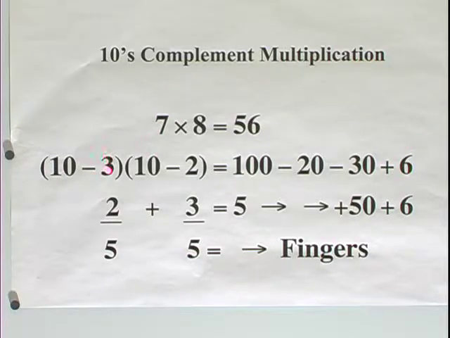Now, if there's 3 fingers open, there must be 2 closed. If there's 2 fingers open, there must be 3 closed. So if we add the closed fingers, 2 plus 3, we get a 5, and that's the tens place. Multiplying the open fingers, we get the 6. Adding the closed fingers, we get the 5, the tens place, and the ones place.